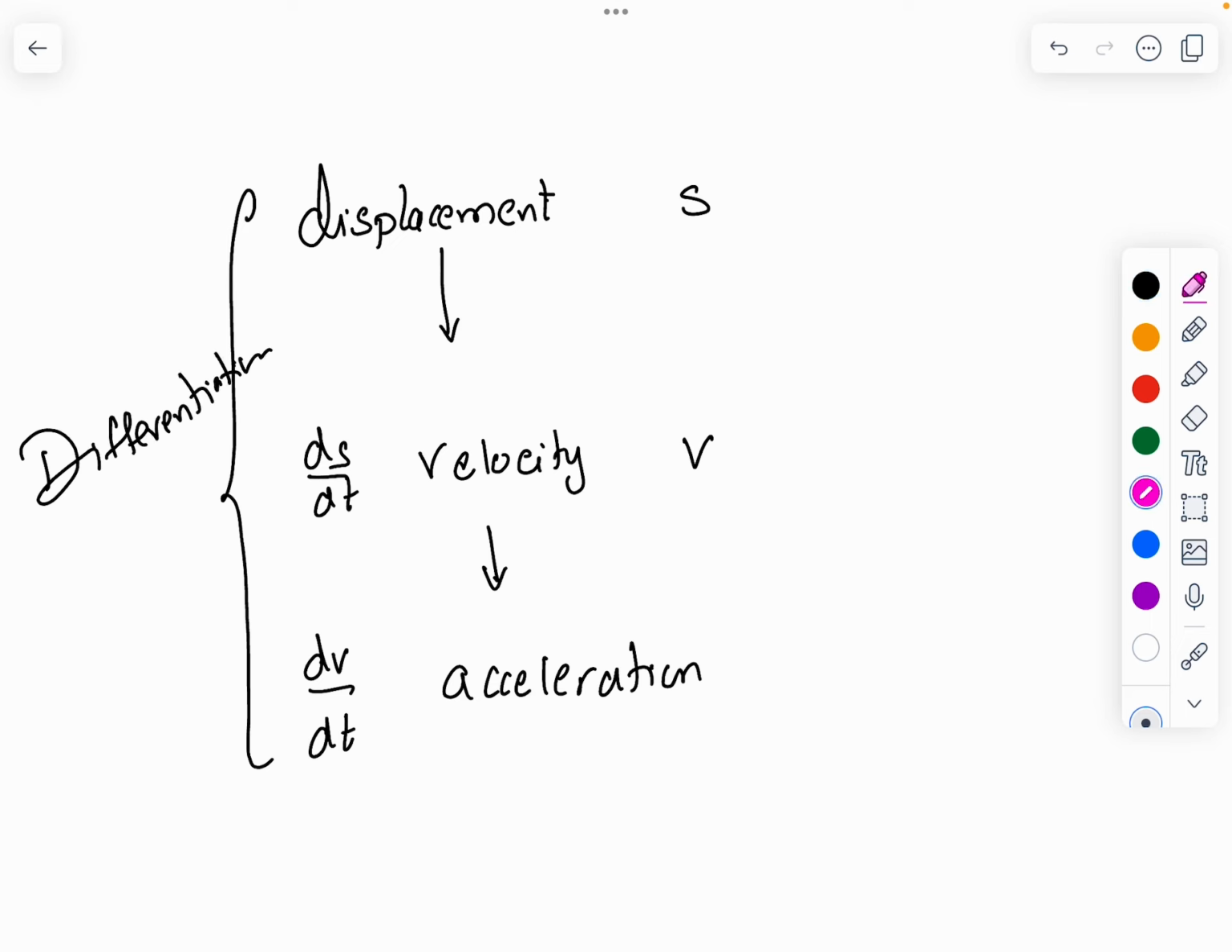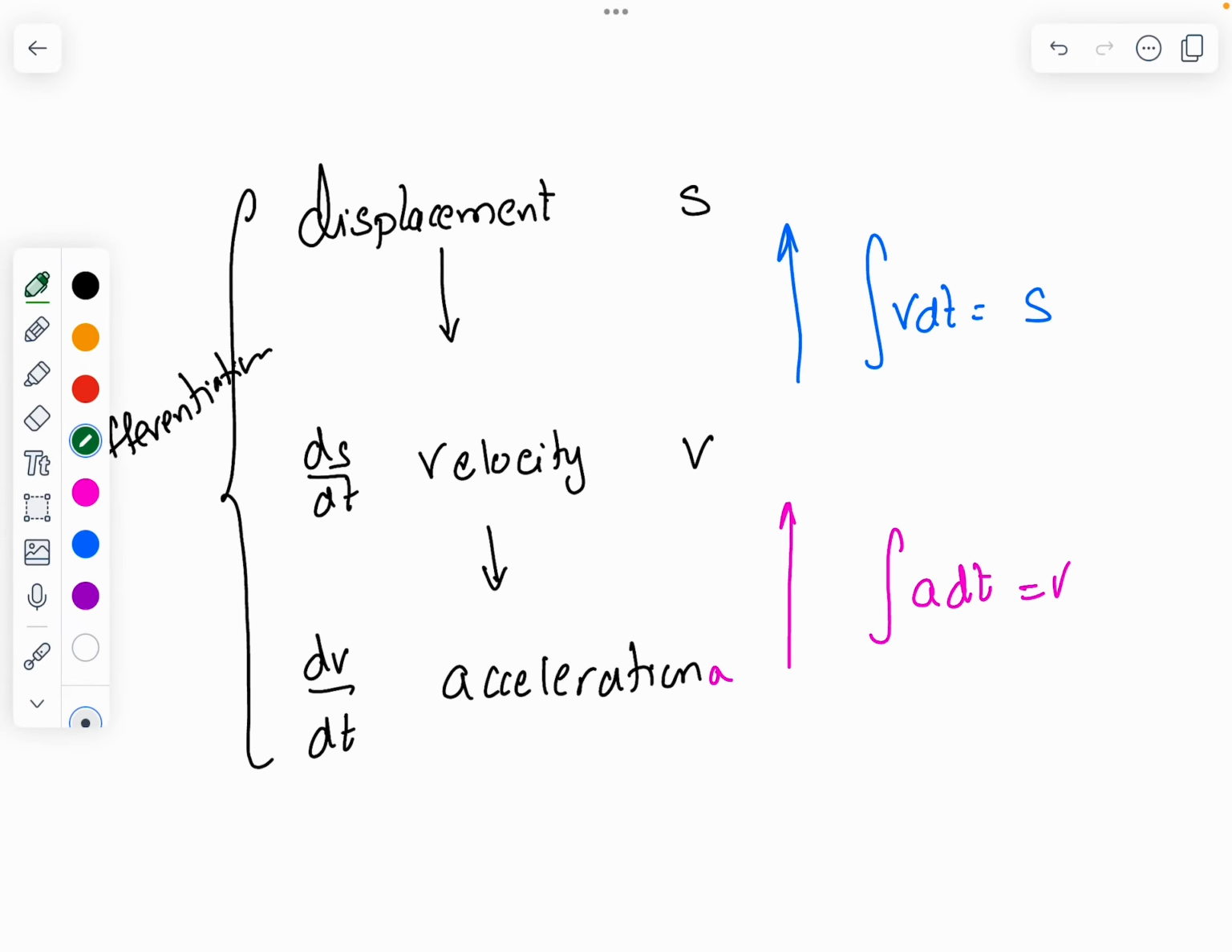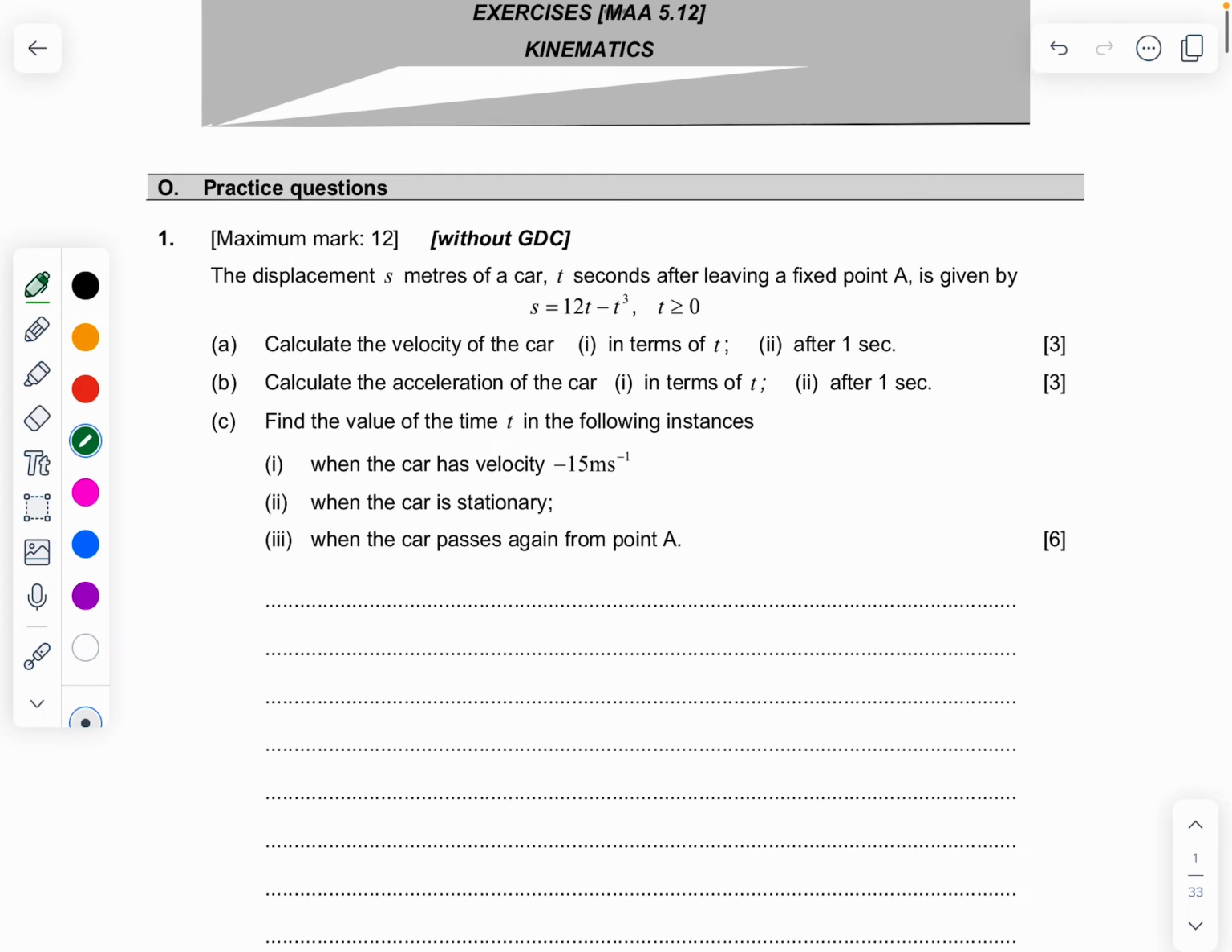Now if you want to go backwards, from acceleration to velocity, you have to do the integration. Acceleration is a = dv/dt. The integral of acceleration is going to be nothing but velocity. Similarly, from velocity to displacement, the integral of velocity is going to give me the displacement. So if you want to go backwards, it is integration. Displacement to velocity and velocity to acceleration is differentiation, and backwards it is going to be integration. So let me write it out over here. Based upon that, we shall start.